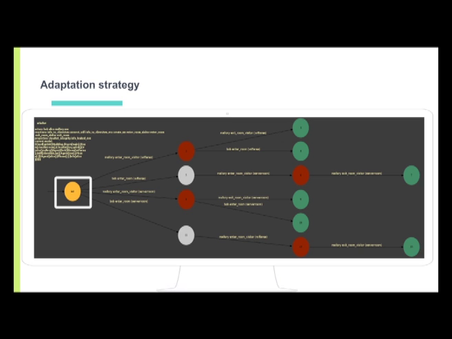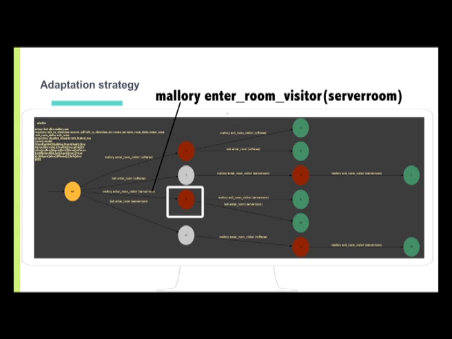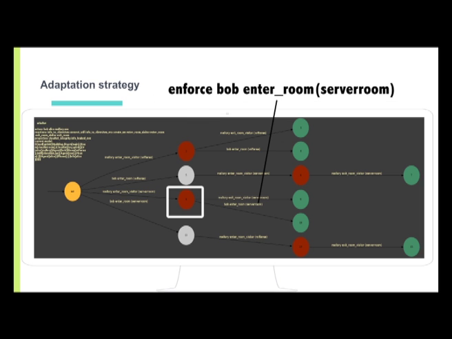From an initial state, if the technician Mallory enters the room, a violation can occur because she will be in the room unaccompanied. Therefore, the system preemptively forbids access to Mallory or otherwise asks Bob to enter the room.